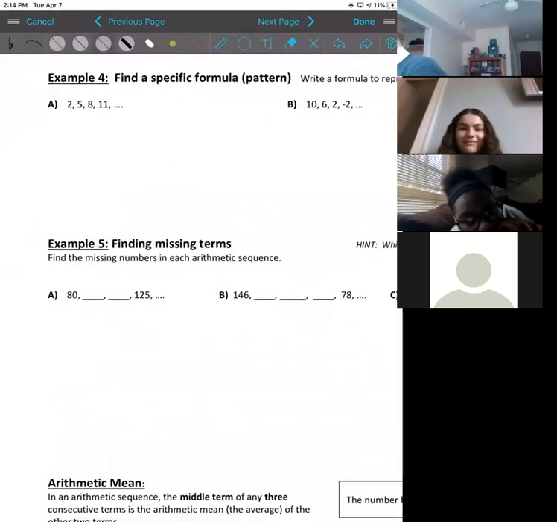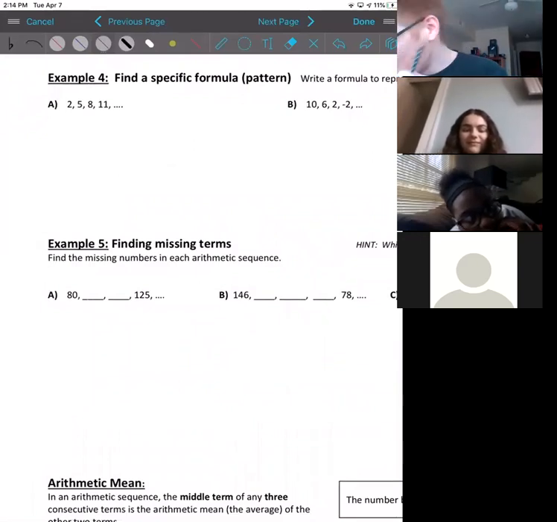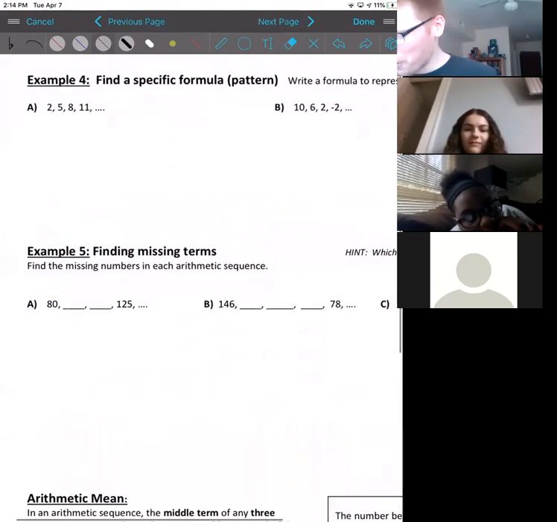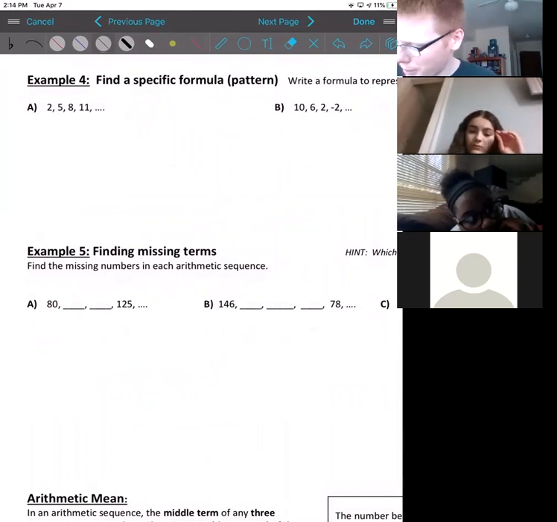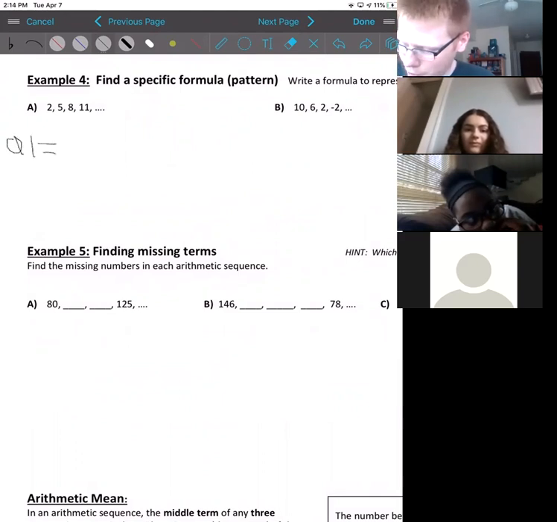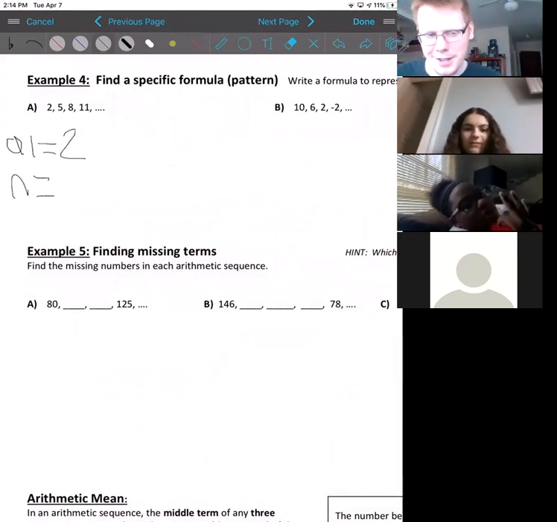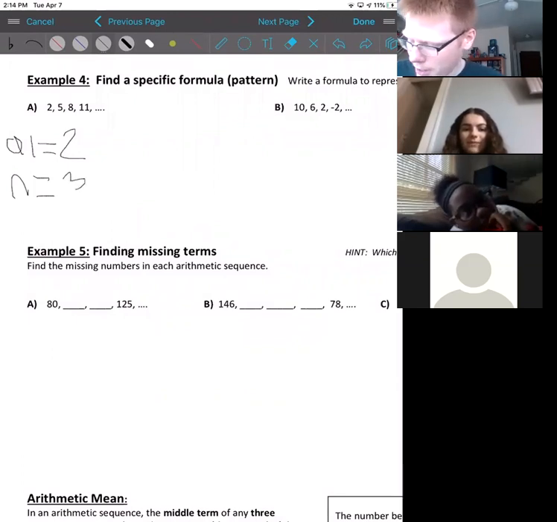All right. So the next page, if you're following along with this, they're just asking you to basically come up with a formula. So instead of actually finding a specific term, example 4, just list basically your A1, your first term is 2, and your D, what's it increasing or decreasing by? 3. So then you're plugging it into that formula.